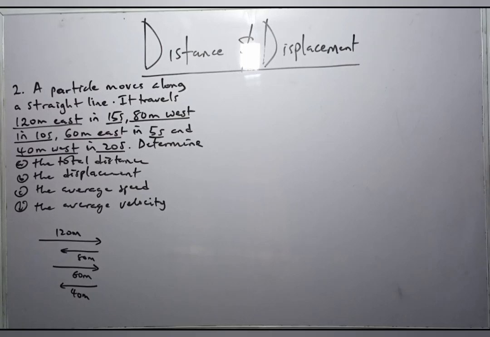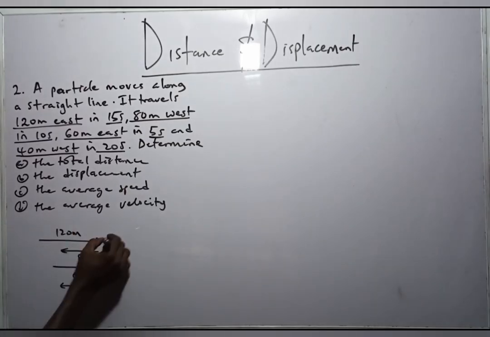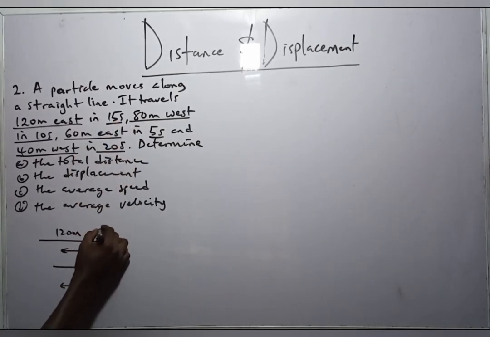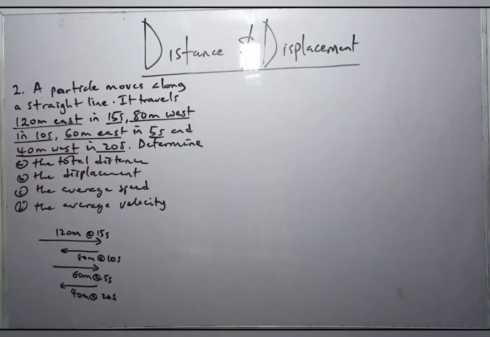So how do we solve our final displacement? You can know your final displacement. Okay, let me leave it like that. This first journey spends 15 seconds. This one is at 10 seconds. This one is at 5 seconds. And this last one is 20 seconds.